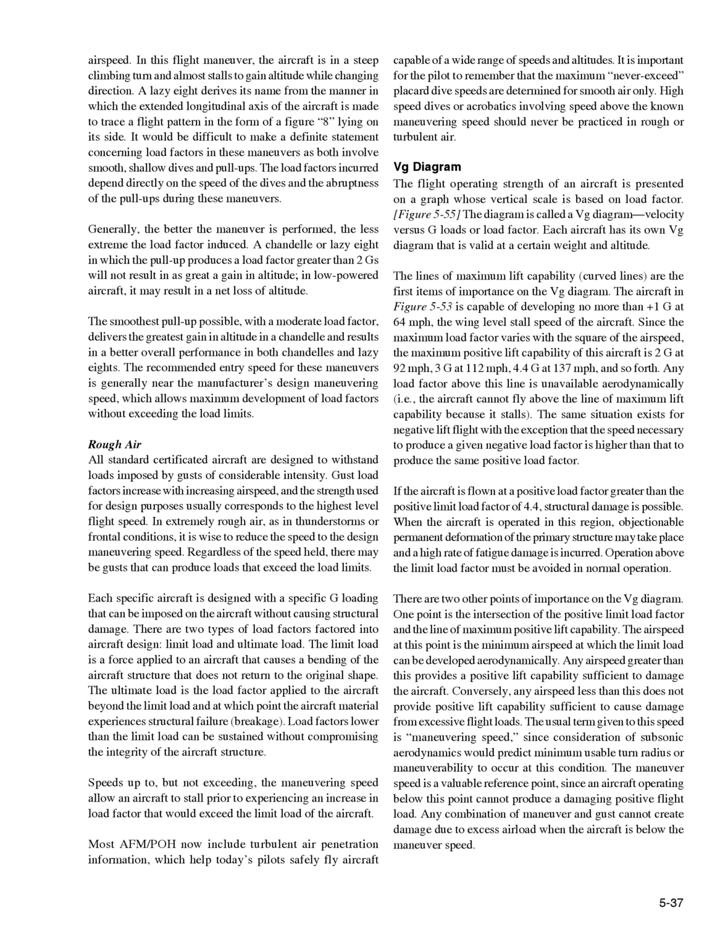There are two other points of importance on the VG diagram. One point is the intersection of the positive limit load factor and the line of maximum positive lift capability. The airspeed at this point is the minimum airspeed at which the limit load can be developed aerodynamically. Any airspeed greater than this provides a positive lift capability sufficient to damage the aircraft. Conversely, any airspeed less than this does not provide positive lift capability sufficient to cause damage from excessive flight loads. The usual term given to this speed is maneuvering speed, since consideration of subsonic aerodynamics would predict minimum usable turn radius or maneuverability to occur at this condition.